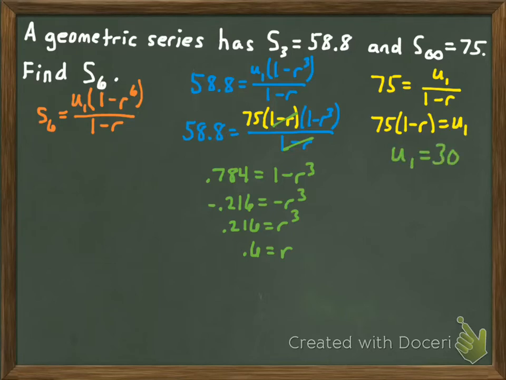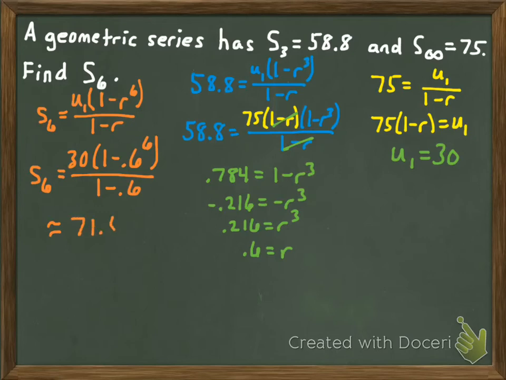And now that we know the first term and we know the common ratio, we can find out what the sum of the first 6 terms is simply by substituting into this formula. Calculator work from here. Go ahead and use your calculator to figure that out. To 3 significant figures, it gives you 71.5. Alright guys, you should see how you find the sum of an infinite geometric series whenever it converges.